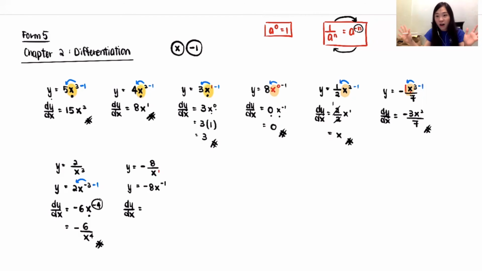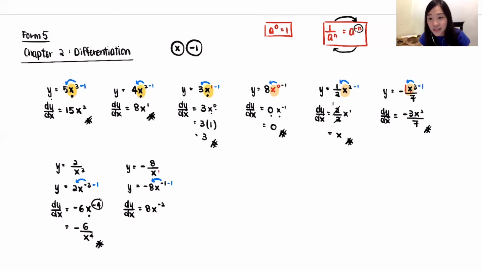My x is on top. The moment I start differentiating, I call it dy dx. So again, we're going to times and then minus 1. Negative 1 times negative 8, positive 8. Then the power, if we minus 1, negative 1 minus 1, negative 2.